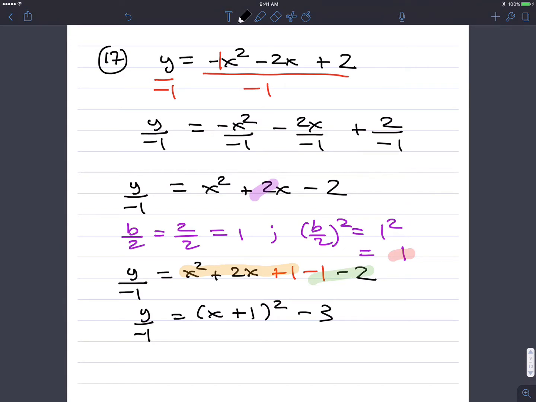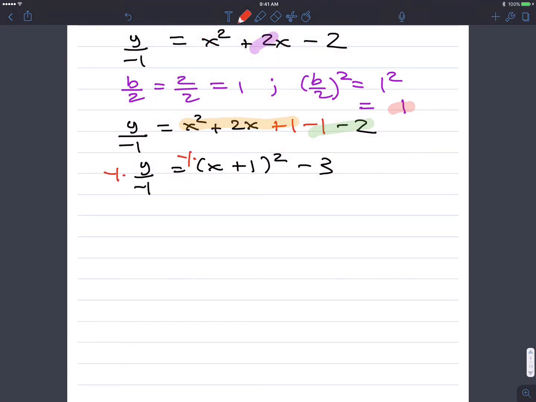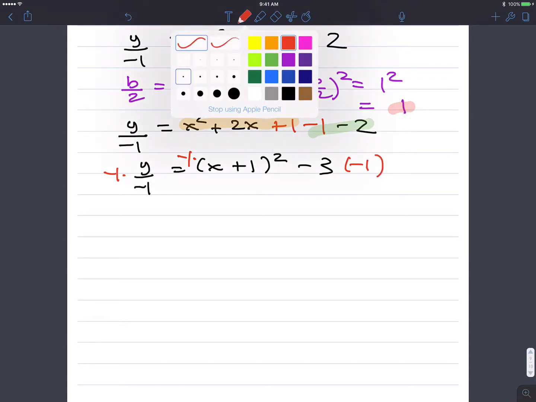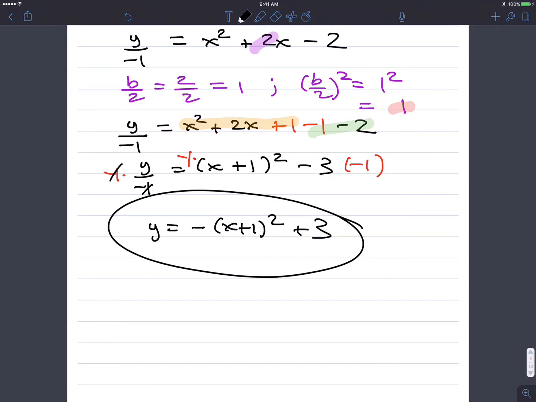Now, this is y over negative 1. So, as we did before, we're going to now have to multiply by negative 1 to both sides, which means multiplying the right side by negative 1 every term. And you get cancellation. You simply get y is negative x plus 1 squared plus 3. And we've completed the square. So that's how you handle a negative.